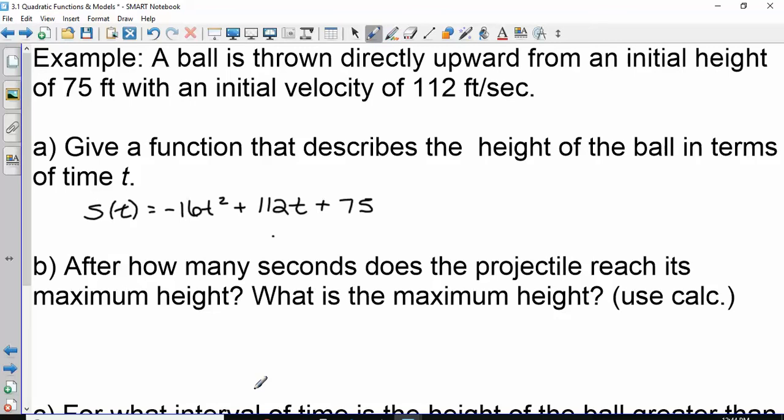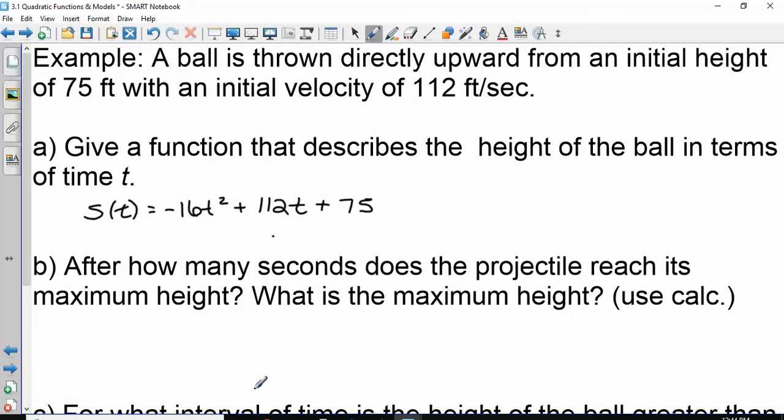Part B, after how many seconds does a projectile reach its maximum height? And what is the maximum height? So first of all, tell me how we would do this by hand, if I wanted to know. I gave you a quadratic, and I want to know when it has its maximum. What am I asking you to find? The vertex, right? Opposite of b over 2a would give you your time. Then you could plug it in, and that would give you your height.